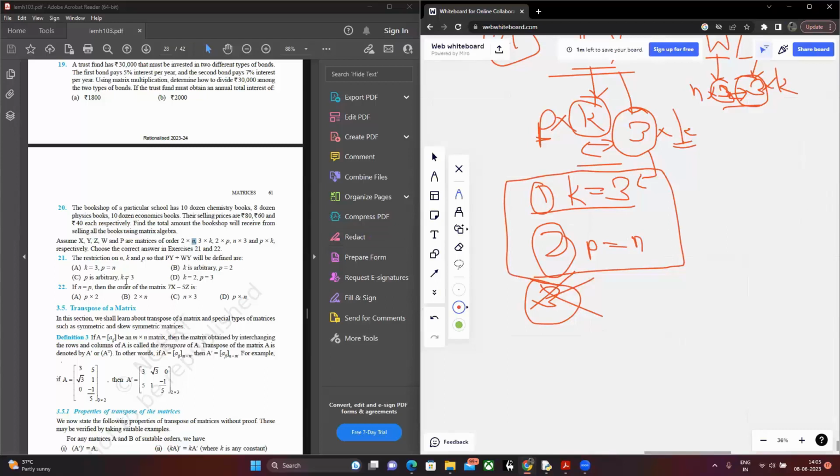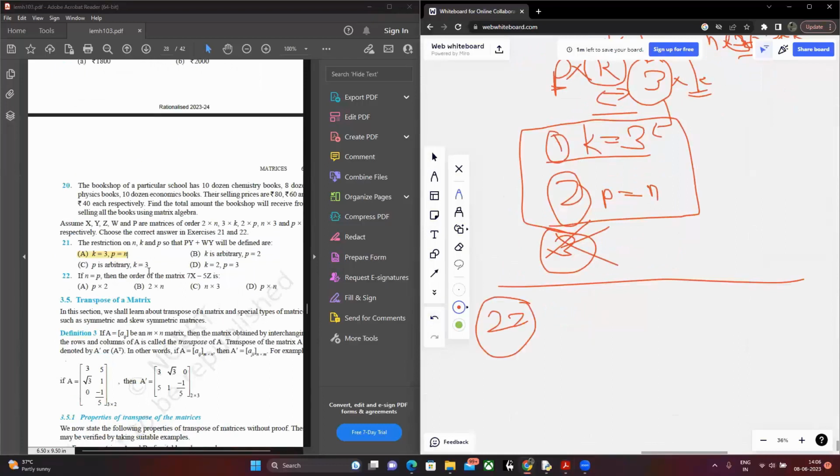Now we have K is 3 and P is N. You can say that P is arbitrary, but since P is equal to N, you also have to comment on the nature of N, right? You can just leave out N and say that just P is arbitrary. So C is actually true, but it's not the most correct answer. K equals 3 and P equals N is going to be the most correct.